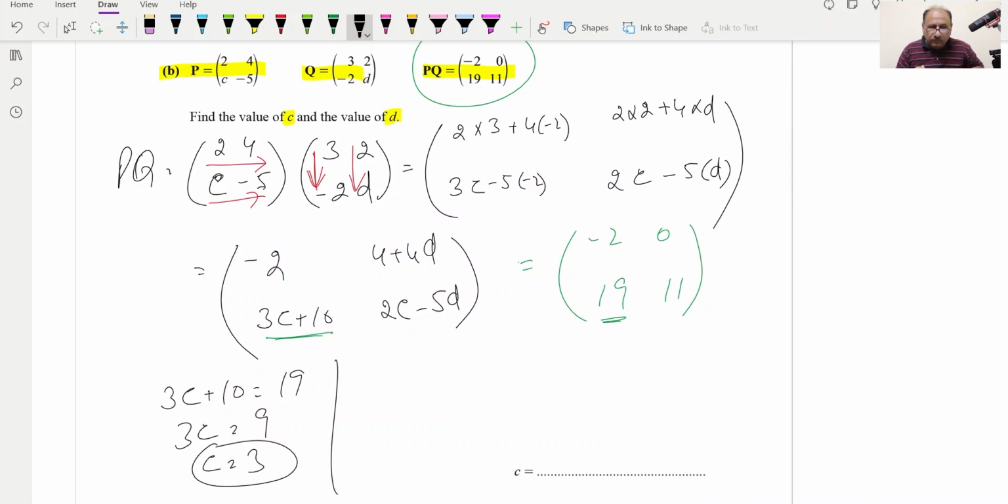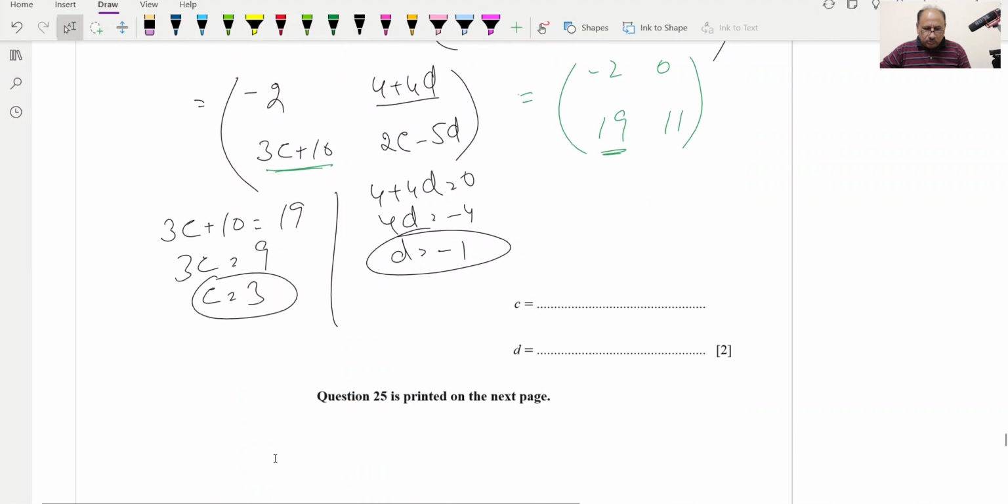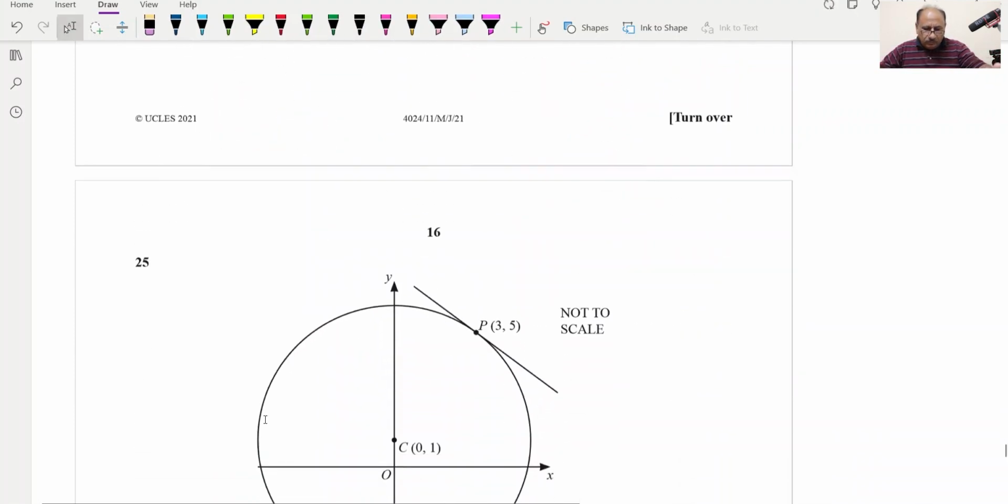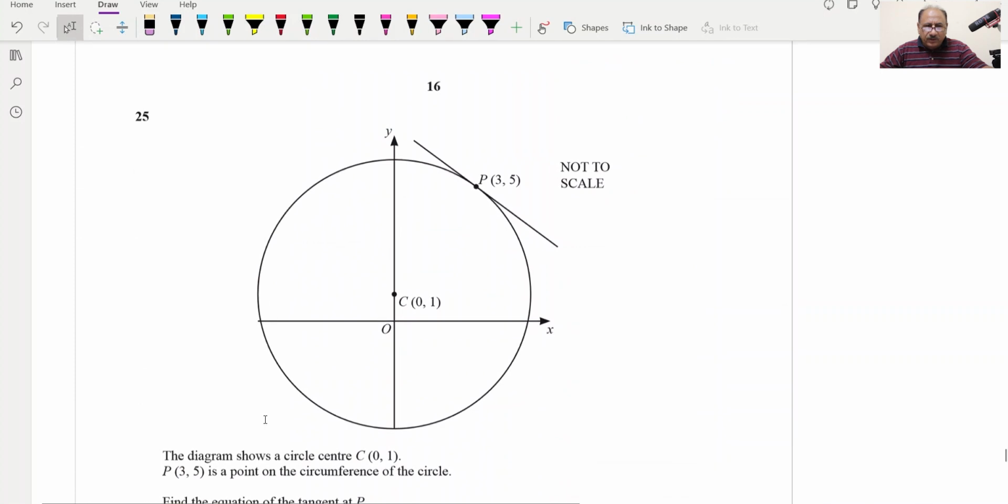Then we can compare the other equations, like 4 plus 4D is equal to 0, so 4D is equal to minus 4, so D is equal to minus 1. C and D values were required, so 3 and minus 1, these are the two values. Now we can move to the question number 25.